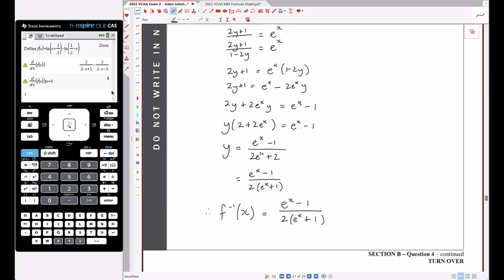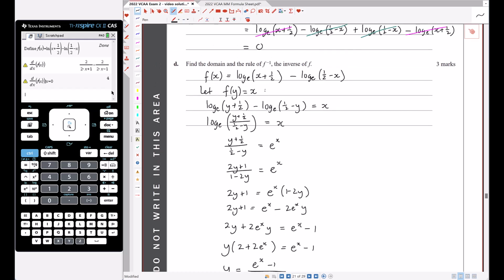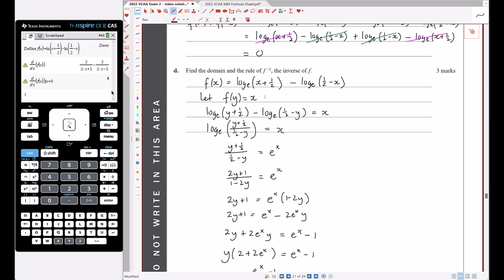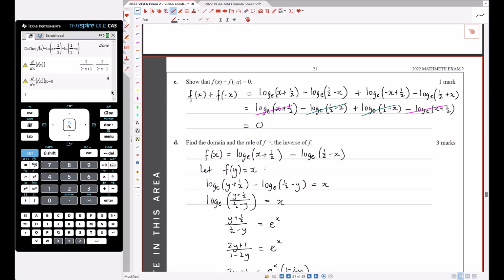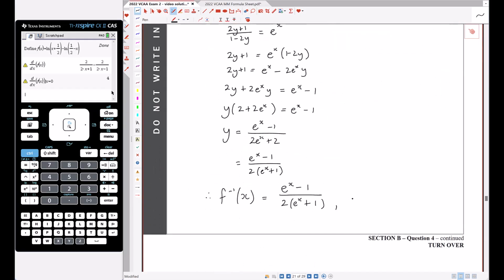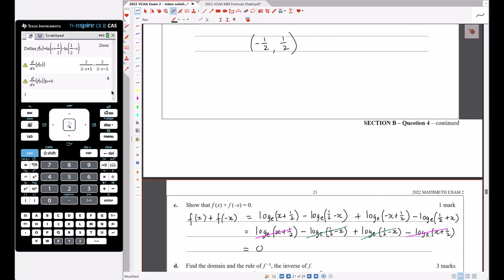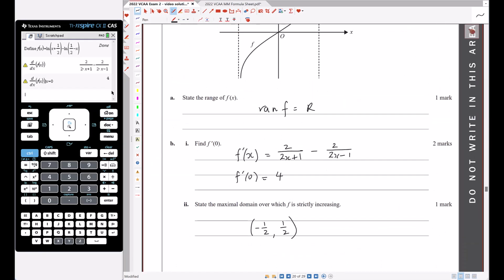Okay, and we also need the domain of the inverse, which is the range of the original. Okay, so the domain of the inverse is the, sorry, struggling with my handwriting, range of the original, which I'm pretty sure we already stated back here when we looked at the graph. The range of f was R.